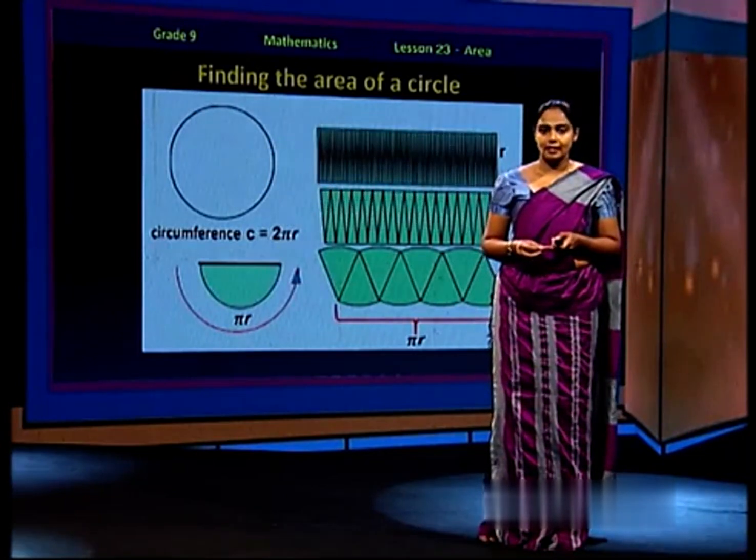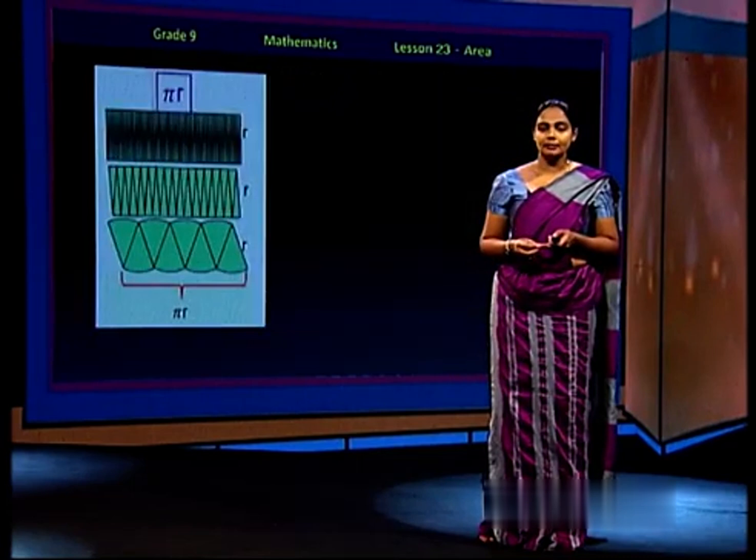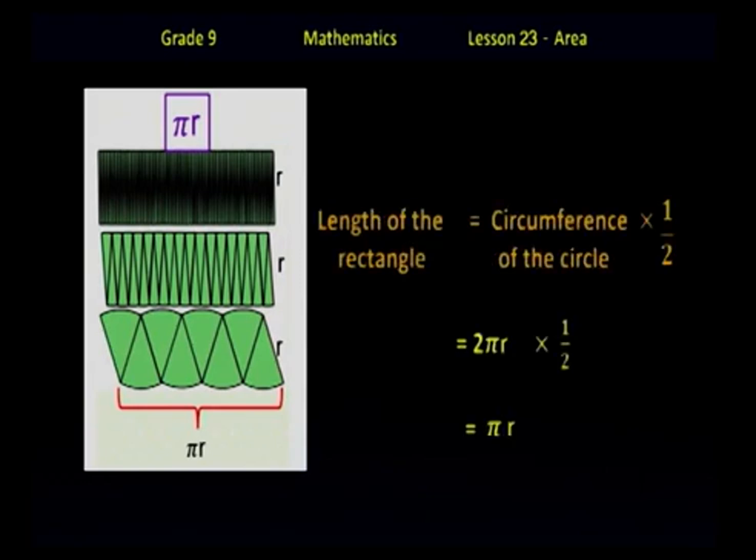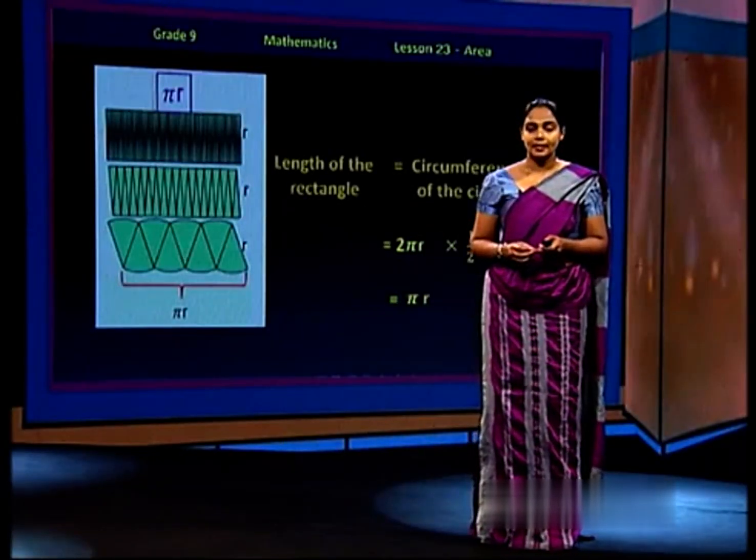Now let's go to the next one. Same diagrams you can see here. The length of the rectangle is mentioned as pi r and the breadth is r. The length of the rectangle should be equal to the circumference of the circle, but you should multiply it by half, because the length of the rectangle is half of the circumference. Circumference is 2 pi r into half, given as pi r. That is the length of the rectangle.